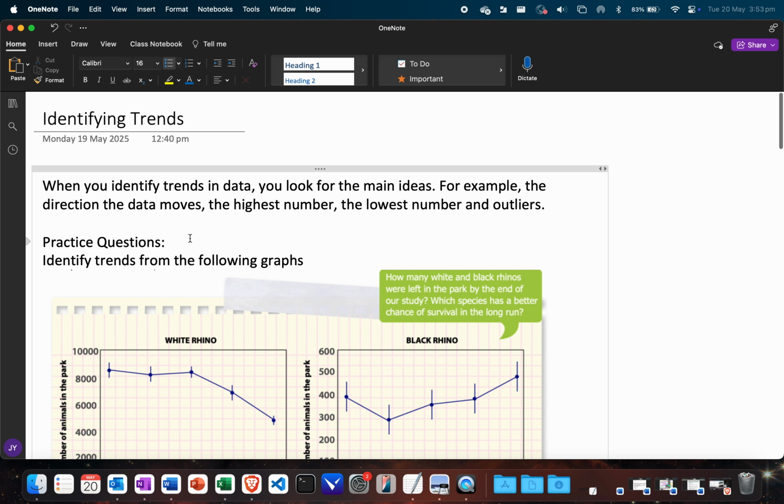So, how do we identify trends? We just think about the direction that the data moves, if we're talking about a line graph, as well as the highest number that's involved, the lowest number that's involved, and are there any outliers, data points that shouldn't be there because we made a mistake.